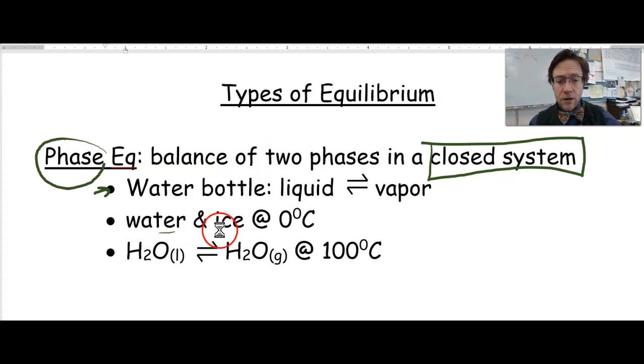Also, if you have water and ice at exactly 0 degrees, or liquid water and water vapor at exactly 0 degrees, you will have a system at equilibrium as long as the system is closed. You dig? As long as the system is closed.